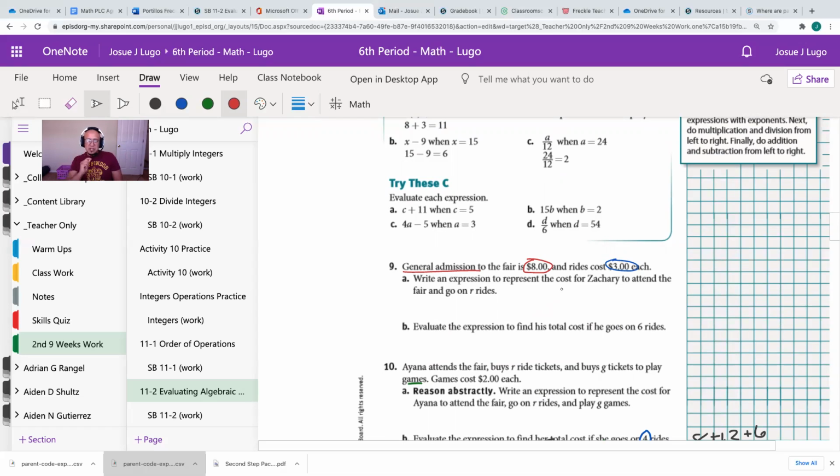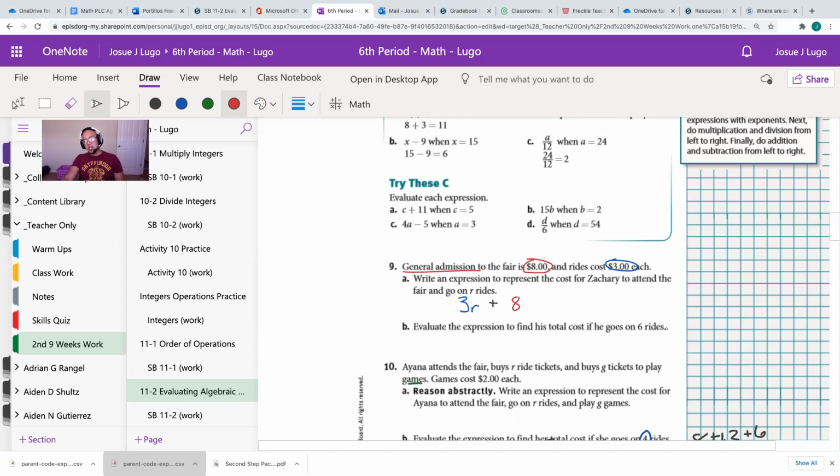All right. So that means that our expression is going to change just a little bit. It's not just going to be 3R, which is what we need for the rides, but we also need to include or add, there's addition, the entrance fee or the general admission. So a more complete expression for how much money we're going to need to go to the fair is going to be 3R plus 8, or 8 plus 3R, which is the expression that we have for the cost of the rides, plus the $8 that we're going to need in the first place.